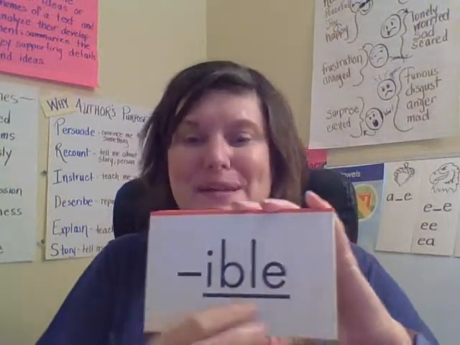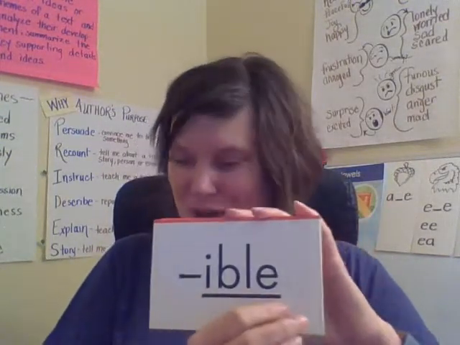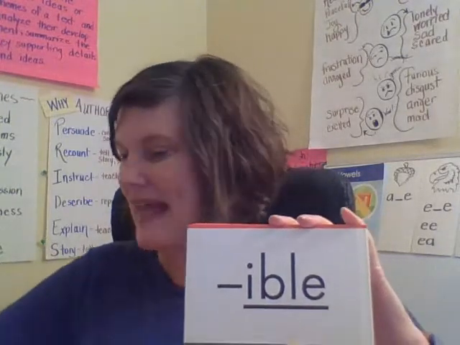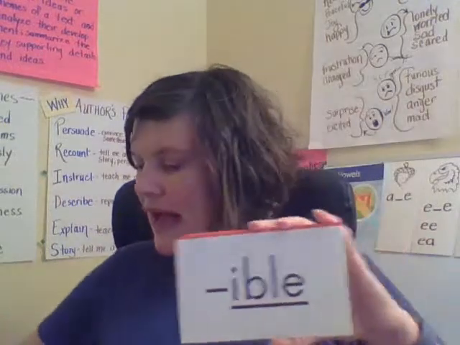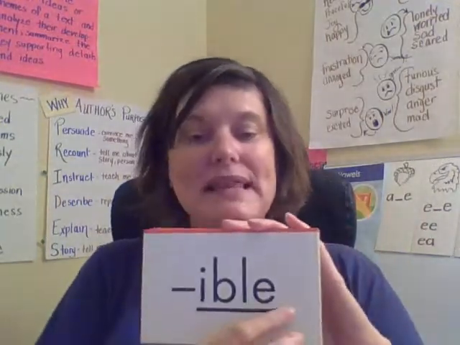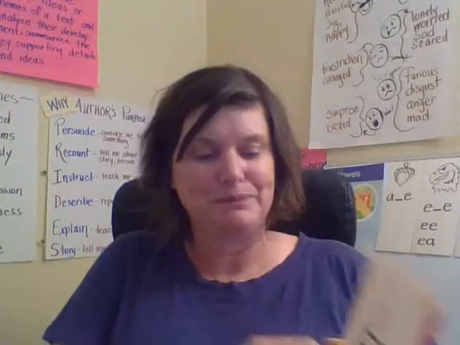Ibble. Together, ibble. Your turn. Good. Remember, when we see this at the end of a word, I'm looking for my little cue cards. When we see this at the end of a word, it means able to.